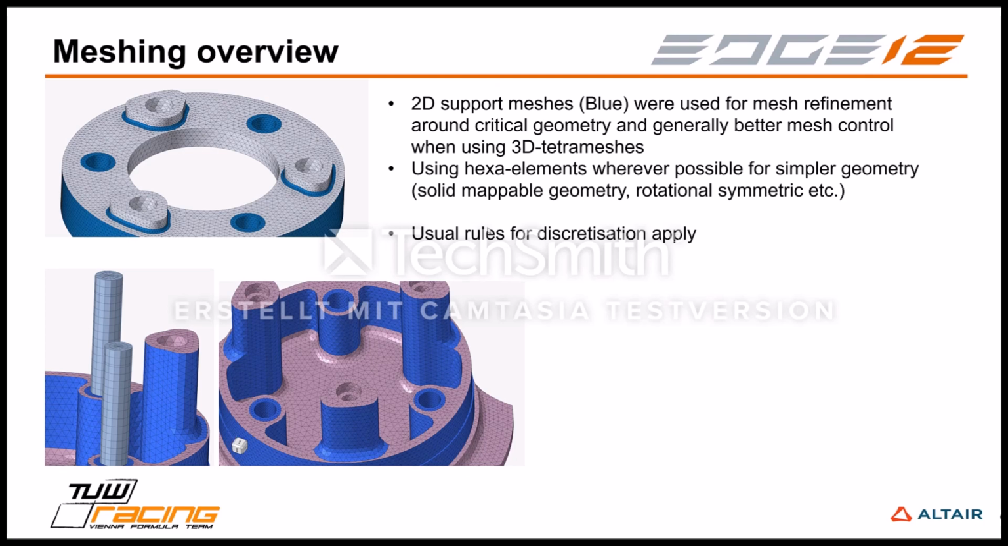Regarding meshing itself, for the more complex shapes, we are using 3D tetra mesh. And for other rotational symmetric parts like the pin shafts, we're using hex elements. The reason for that is for the more complex parts, it's often more time efficient to make a tetra mesh. In addition to that, we are using 2D support meshes that you can see in blue in local areas that we are either more interested in or we want to have more control over the mesh in certain areas. And of course, as usual, the usual rules for discretization and meshing apply.